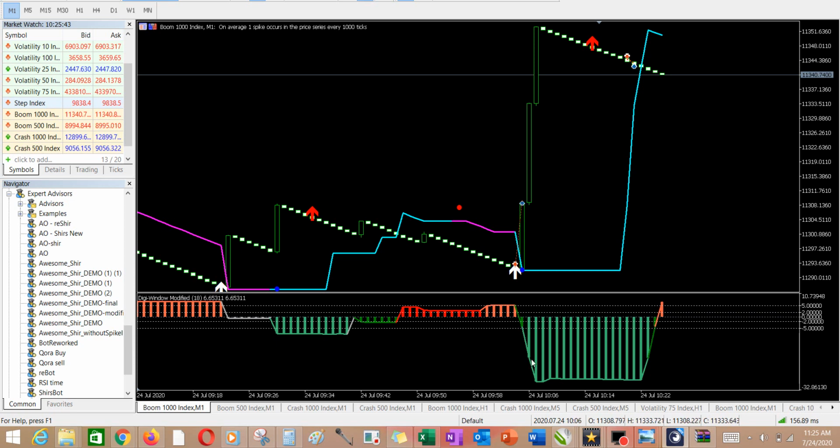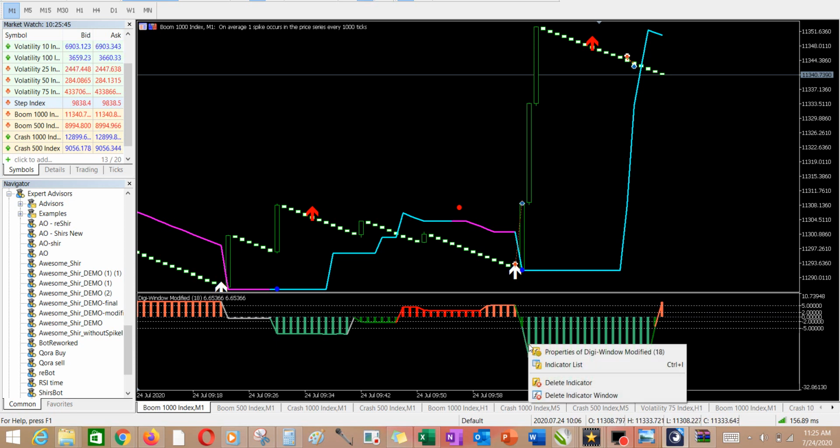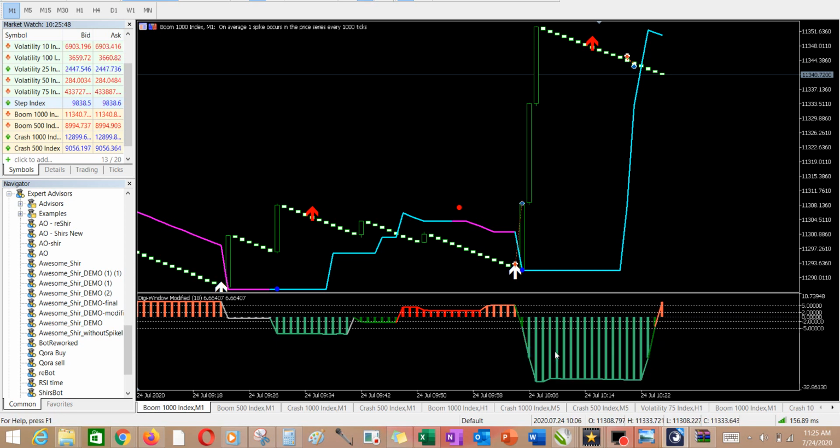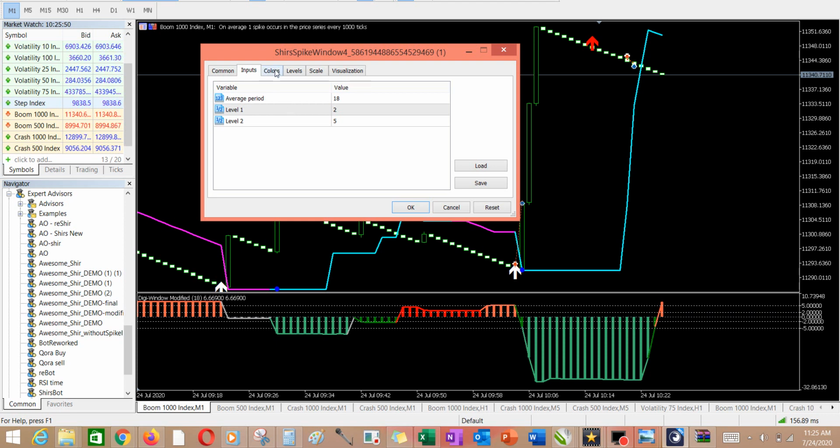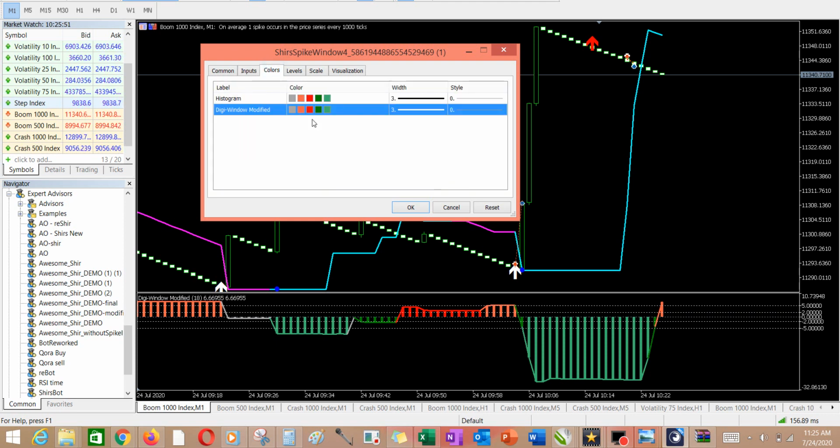Let me quickly show you how to do that. If you want to do that, just right click on this, go to properties, and come to colors, because some people have asked me. Just change all this red, light red. This is light red. If you are yet to change the colors, then definitely you'll be having light green and dark green here, dark red and light red here. The same thing is applicable at the top here. So you just change it all over.